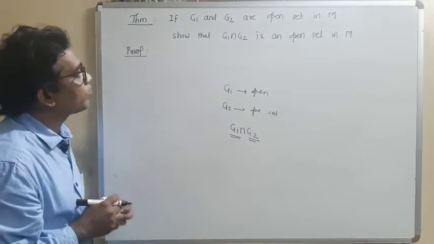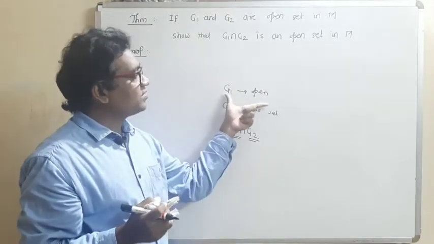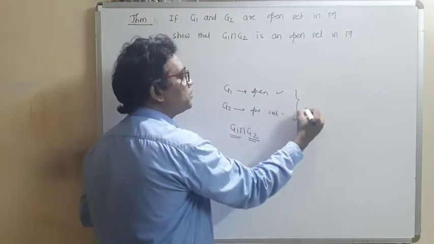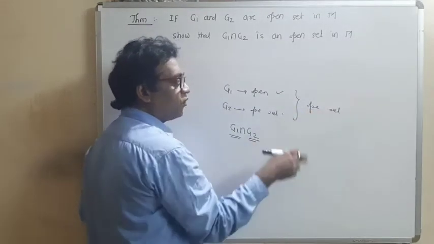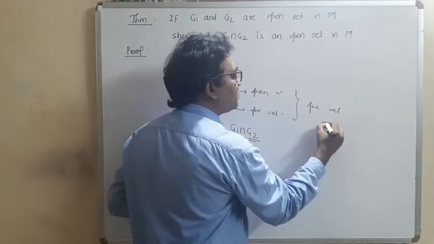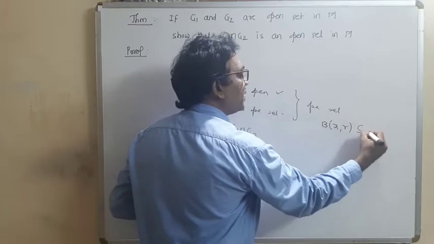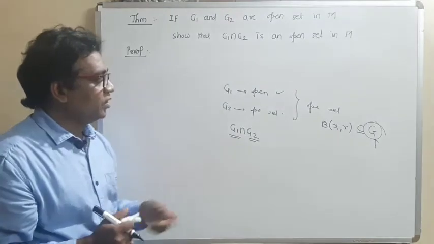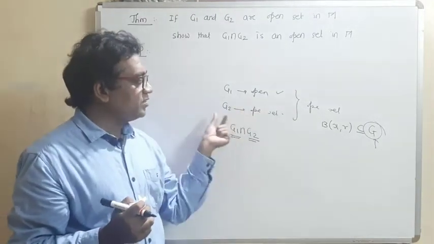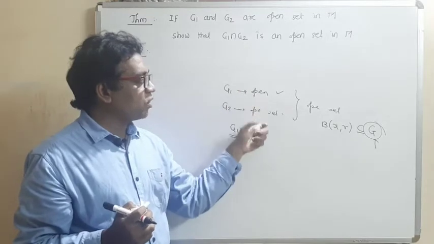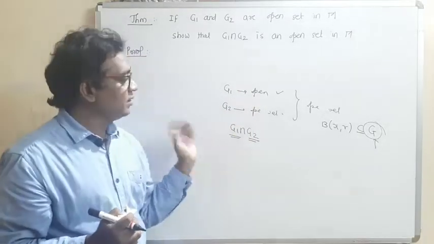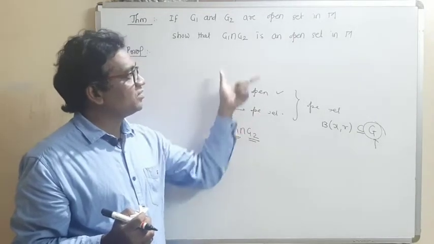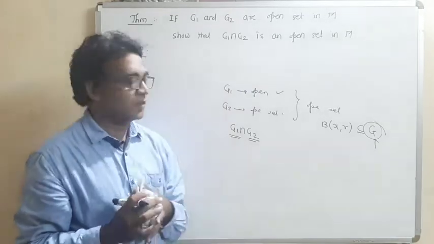So what is given? We are given G1 as an open set and G2 as an open set. G1, G2 are open sets means we can use the definition of open set. Open set means we can find some open sphere B(X, R) which is contained in G, then G is called the open set. So by using this definition for G1 and G2, we want to show that G1 intersection G2 is again an open set in a metric space.